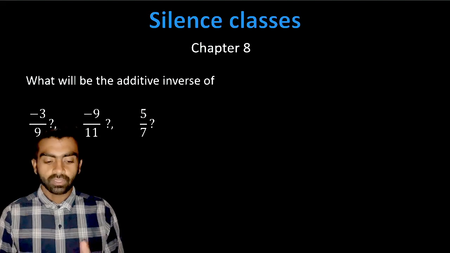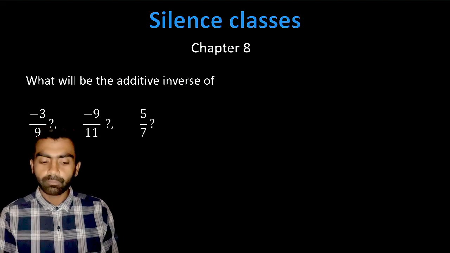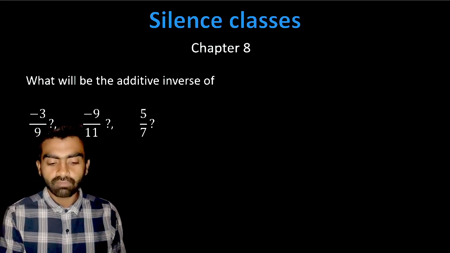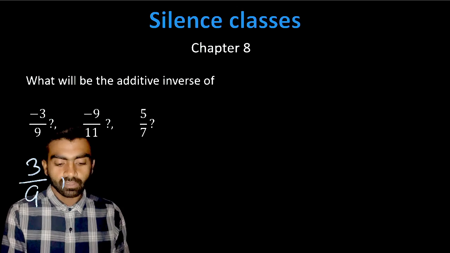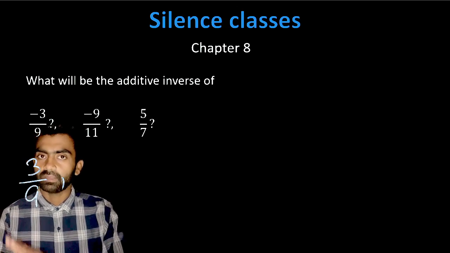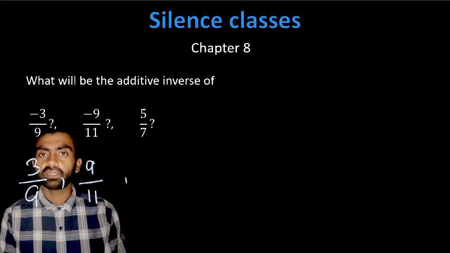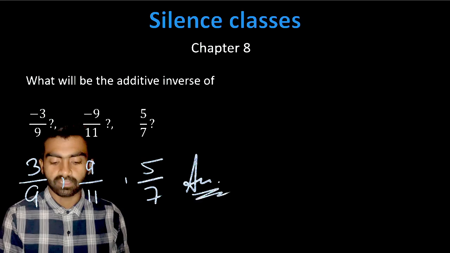An additive inverse is the type of inverse in which the negative sign converts into positive, and positive rational numbers will remain positive, while negative rational numbers will become positive. If I make the additive inverse, it will become 3 upon 9. For minus 9 upon 11, the minus will become plus, meaning negative will become positive. So 9 upon 11, positive will remain positive. There is no change in that, so we will get 5 upon 7, and these are the answers.